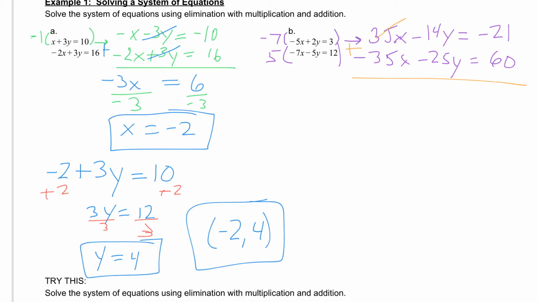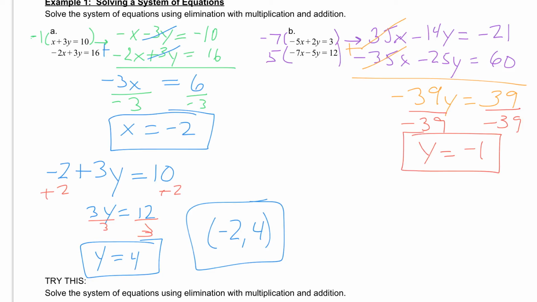As I do that, the 35x and -35x will cancel. -14 minus 25 gives us -39y equal to -21 plus 60, which is 39. So my last step here then is to go ahead and divide. So I'm going to divide both sides by -39. And I get y equal to -1. If I know y is equal to -1, now I have to go ahead and solve for x.